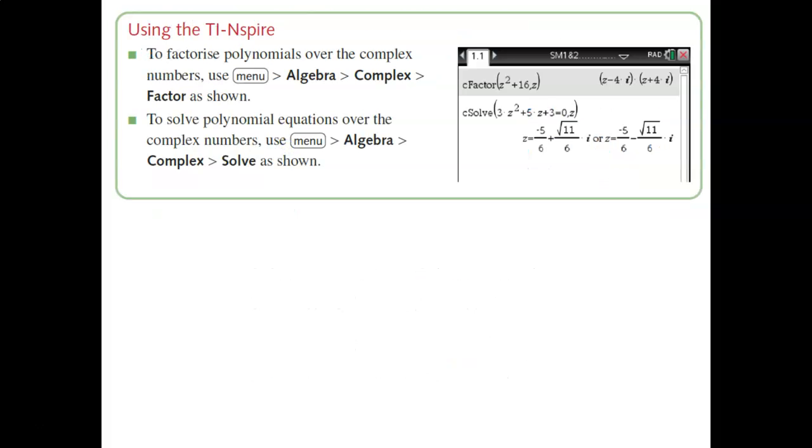And obviously you need to be able to do that without the CAS, but the CAS can do it for you. So it can both factorize a quadratic. Obviously you need to be in complex number mode, I showed you how to do that in the previous few lessons. And we can also solve, but you need to use a complex solve, not just the normal solve function that you would use for other equations. Let me know if you have any questions.